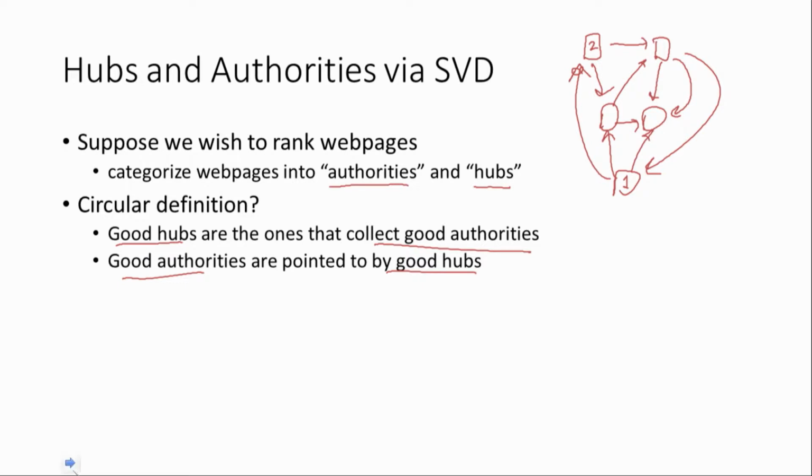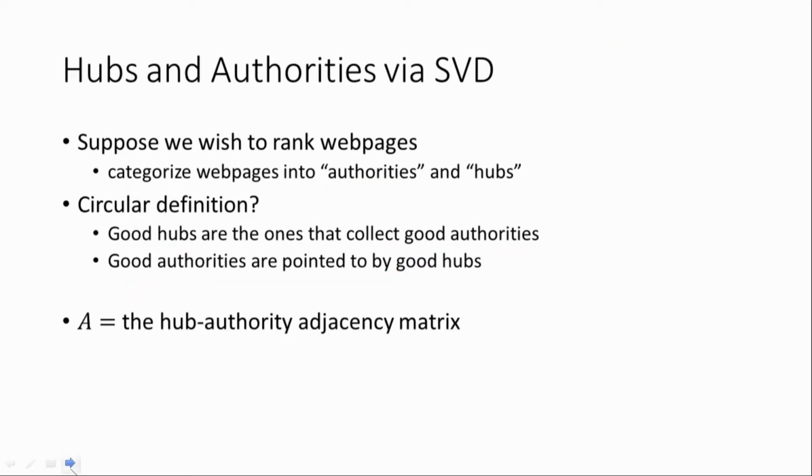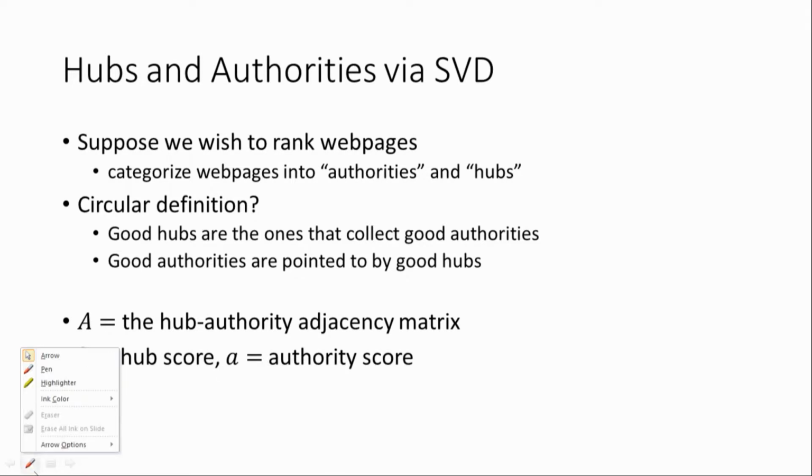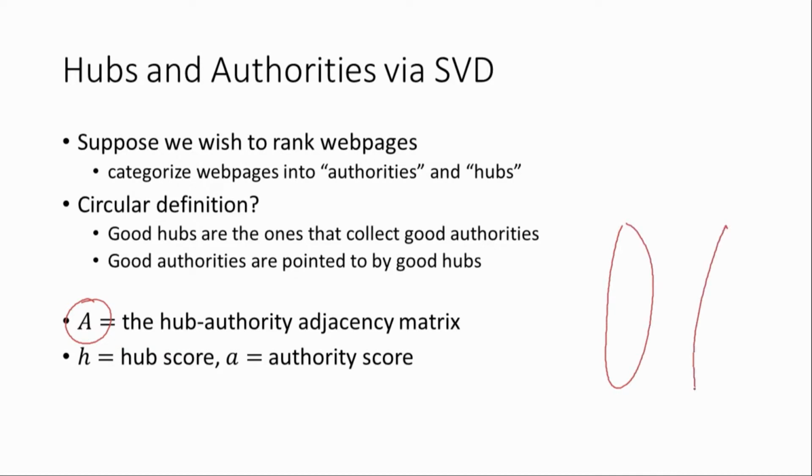So what do I do? Here is one way of making this concrete. Suppose I say, okay, let me define the matrix A to be the following matrix. I represent all the web pages. I make 2 copies of the web pages. So these are the hub pages, and every web page might appear here. And these are the authority pages.